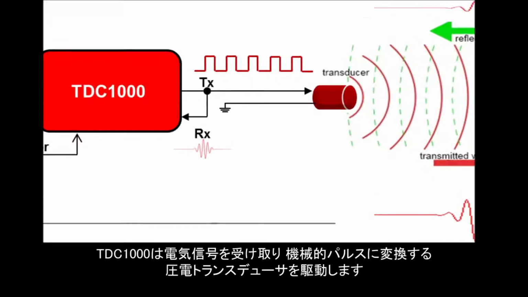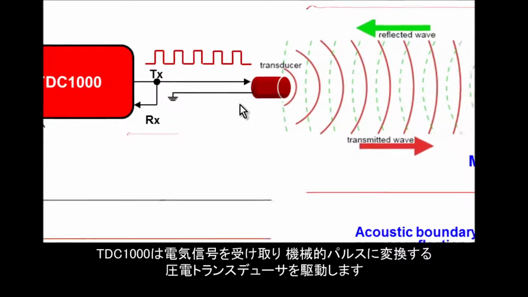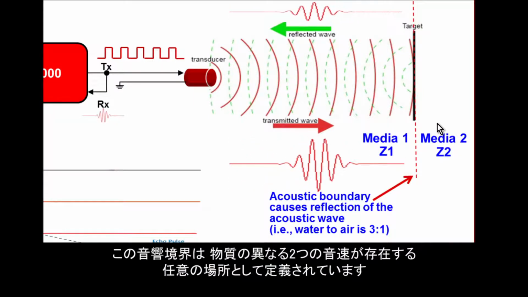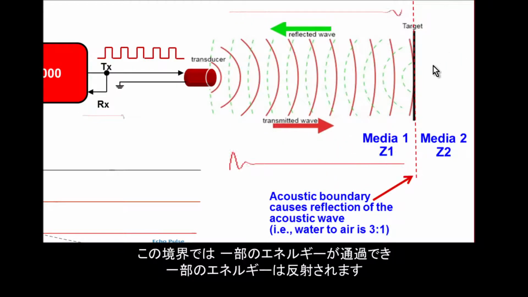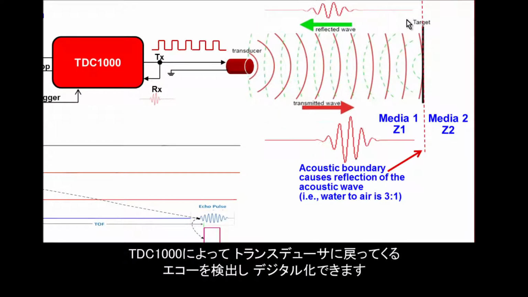The TDC1000 drives a piezoelectric transducer, which takes an electrical signal and turns it into a mechanical pulse. That pulse then transfers through the material until it reaches an acoustic boundary. That acoustic boundary is defined as any place where there's two different speeds of sound of materials. Now, at that boundary, some energy transfers through the boundary and some is reflected back. The TDC1000 is going to let you detect and digitize that echo as it comes back to the transducer.